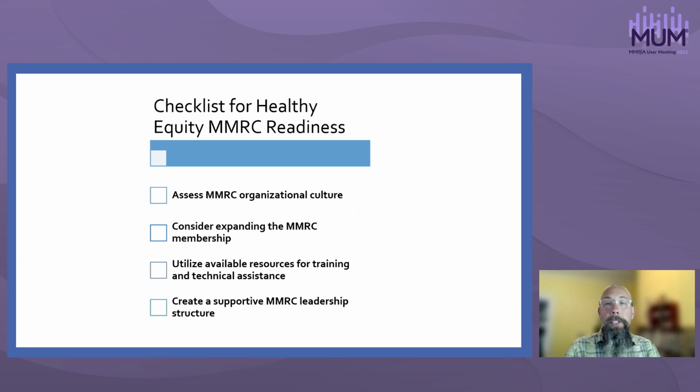A few things I want to say just about how to go about starting. We really encourage committees to take this on very intentionally, and that may mean starting with a self-assessment of your readiness to engage with thinking about community-level social determinants of health. So assessing, for example, your MMRC organizational culture, continuing to think about the diversity of the MMRC membership, taking advantage of resources for training and technical assistance. I'm going to show you some of those in a moment. And creating a supportive MMRC leadership structure.